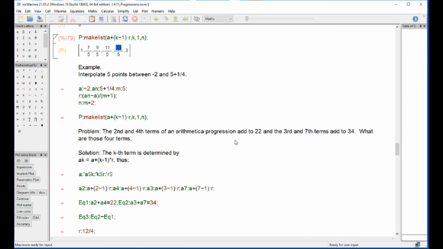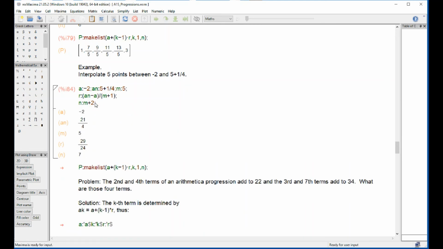Interpolate 5 points between -2 and 5 plus 1/4. First term, last term, how many terms we have to interpolate. This is going to be the increment, and this is going to be the number of terms. And then we put that into a make list.